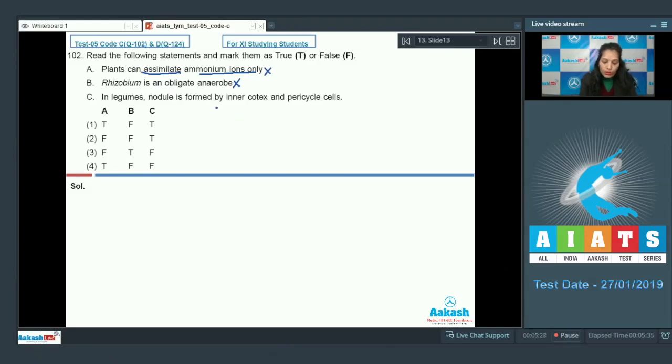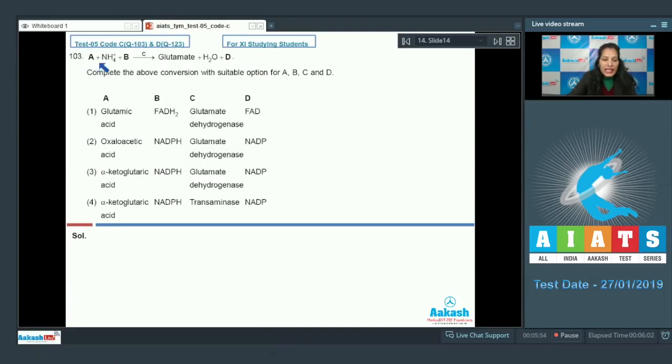C. In legumes, the nodule is formed by inner cortex and pericycle cells. Yes. When there is nitrogen fixation in legumes, a nodule is formed by the inner cortex and the pericycle cells. So this is true. So by analyzing the option, we can say the correct option for the given question is option number 2. Let's move on to the next question.